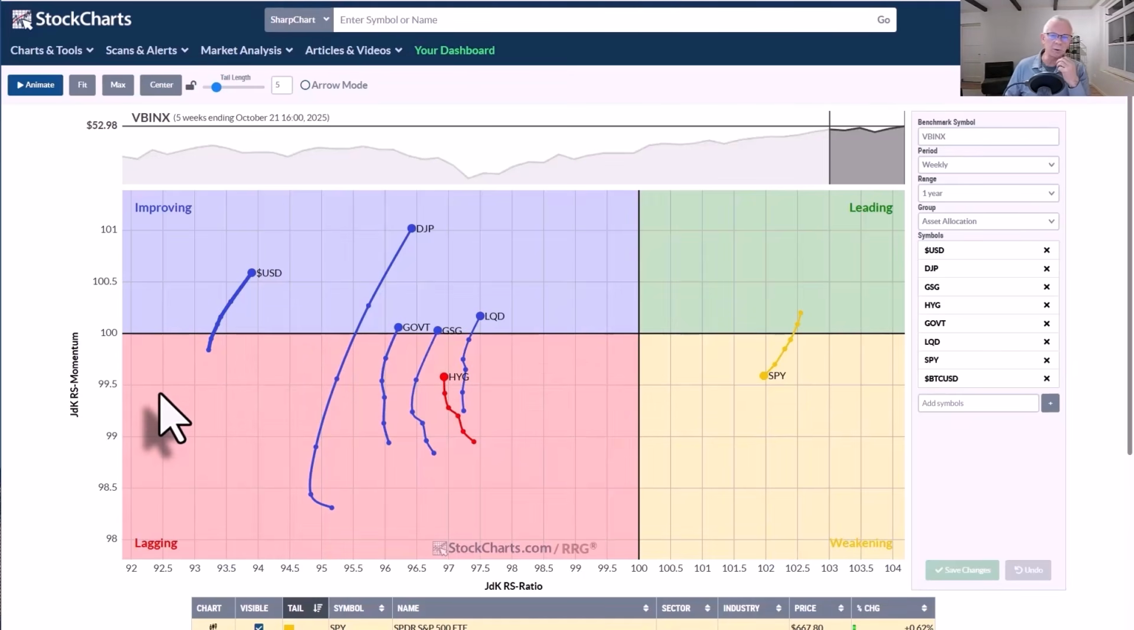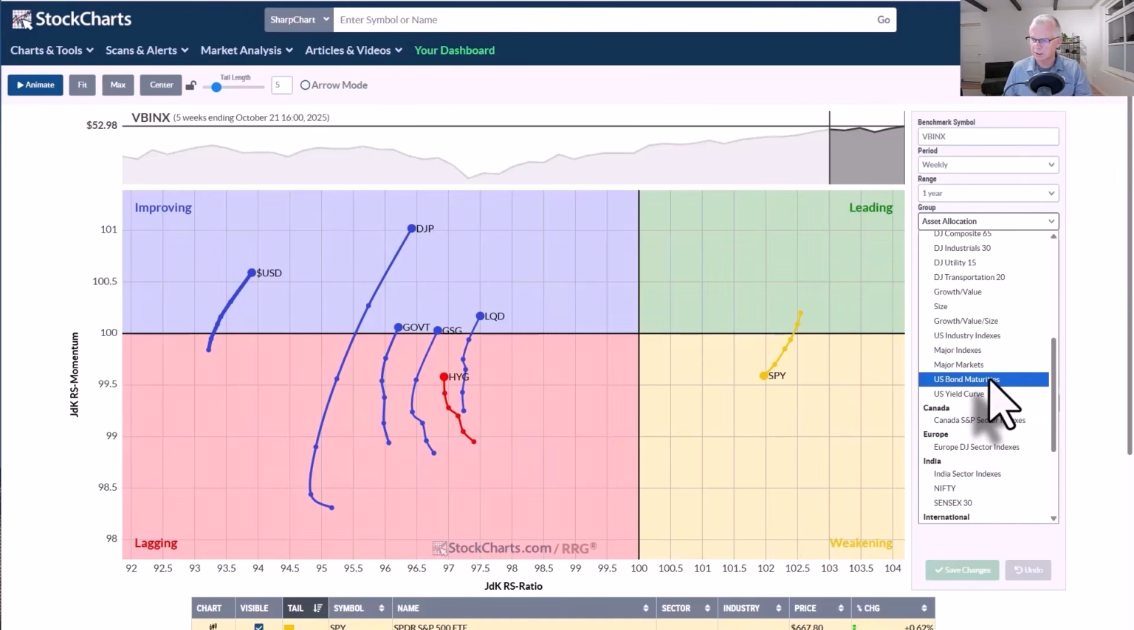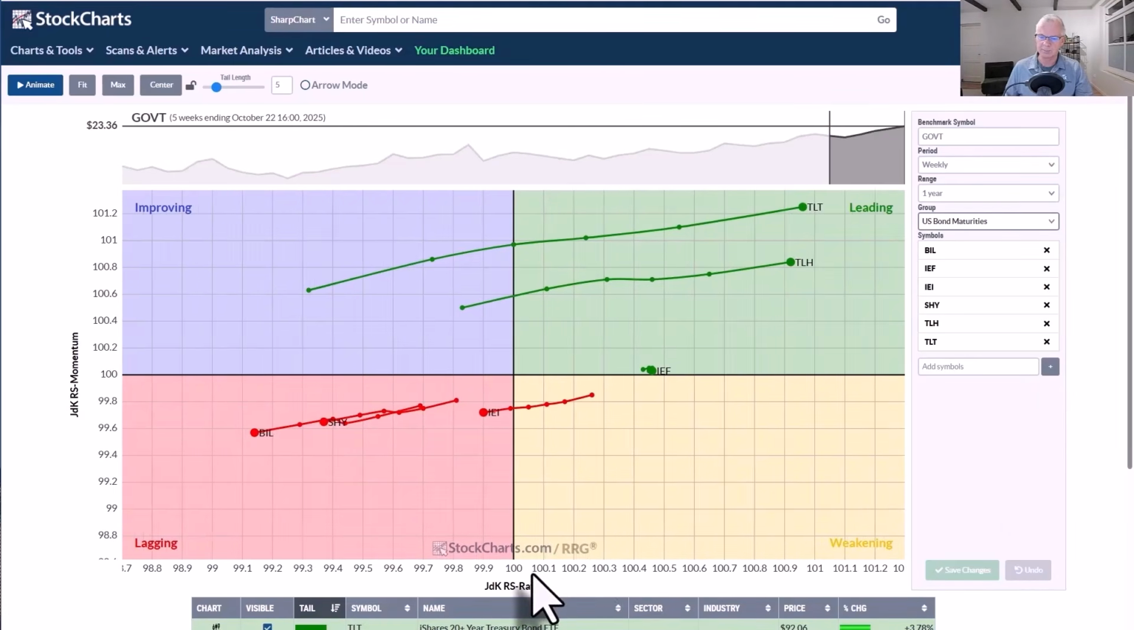Now let's move to government bonds. Work from left to right. We start working on government bonds. And in order to do that, I need to load up, and it's in US markets, the US bond maturities. And that gives you, love these RRGs. Look at this. This is a pretty clear picture.